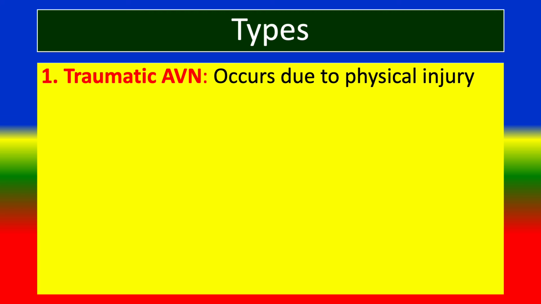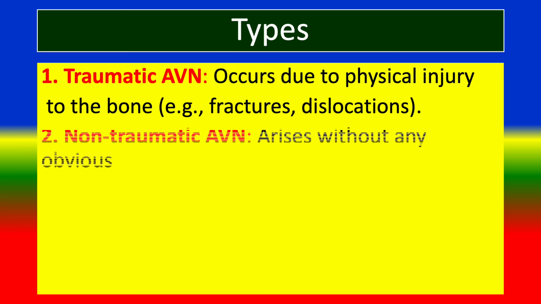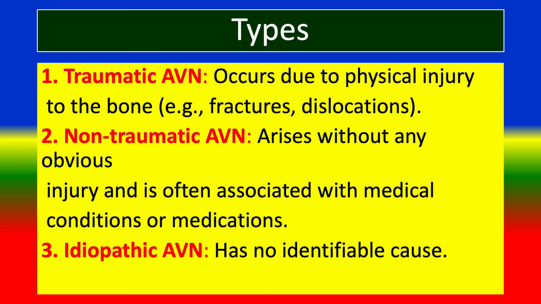Types. 1. Traumatic AVN occurs due to physical injury to the bone, for example a fracture. 2. Non-traumatic AVN arises without any obvious injury and is often associated with medical conditions. 3. Idiopathic AVN has no identifiable cause.